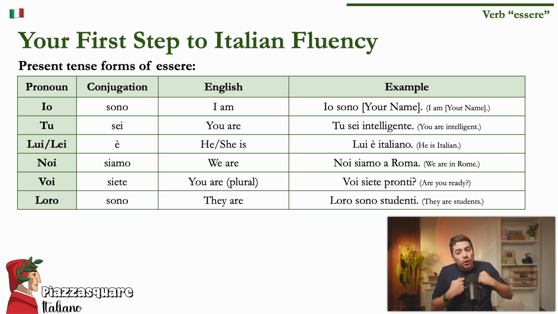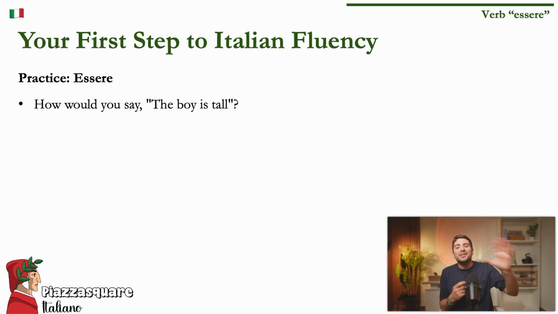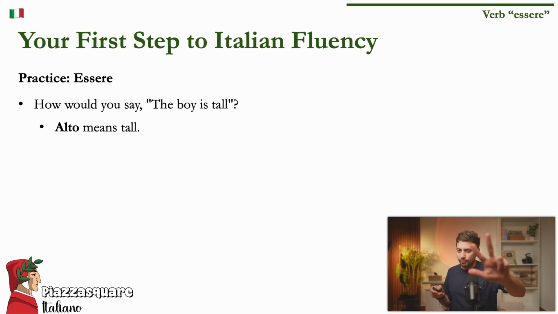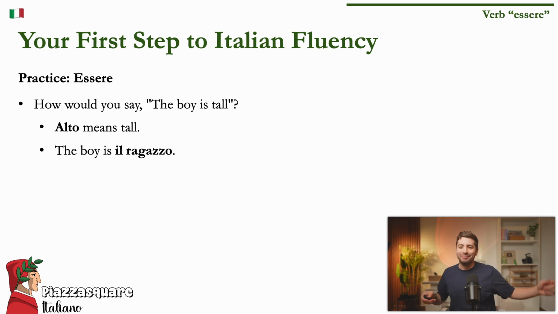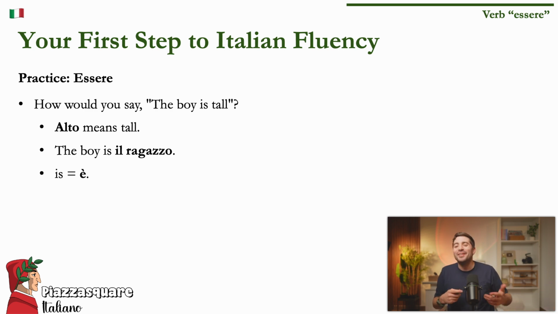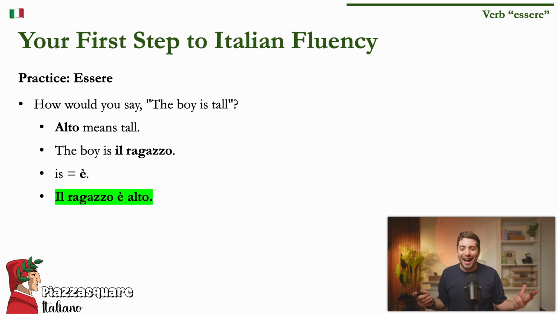Notice that io sono, I am, and loro sono, they are, use the same verb form, sono. How do you know the difference? Context. It's always clear from the rest of the sentence. Let's combine what we've learned. How would you say the boy is tall? The word alto means tall. 3, 2, 1. The boy is il ragazzo, is è, so il ragazzo è alto.